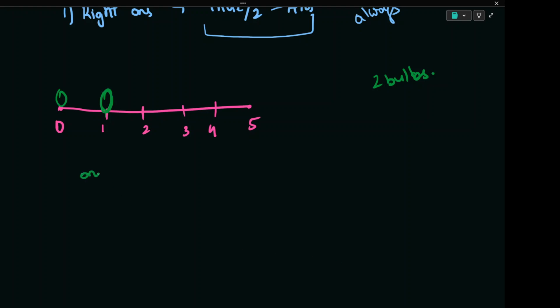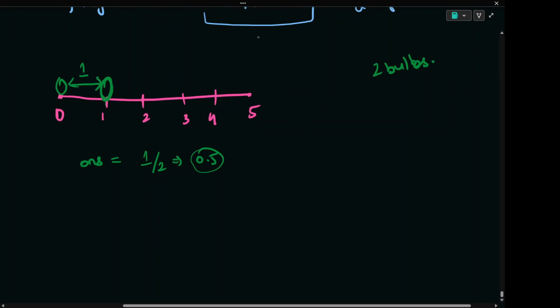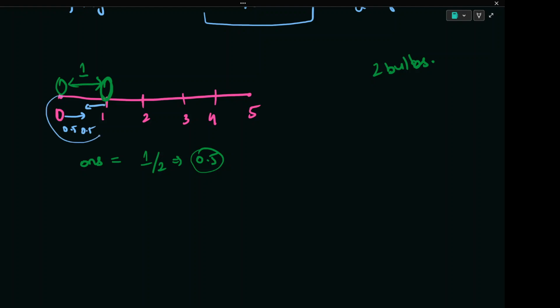Now what will our answer be according to what we found out before? The max distance between lanterns. In this case, since there are only 2 lanterns, the max distance will be 1. And the answer will be nothing but 1 by 2, that is nothing but 0.5. But if the answer is 0.5, will the whole street get lit? Because from here it is 0.5, okay, this part is lit. And from here it is 1.5. This part is lit. What about the rest? Is it lit? No, it is not lit.